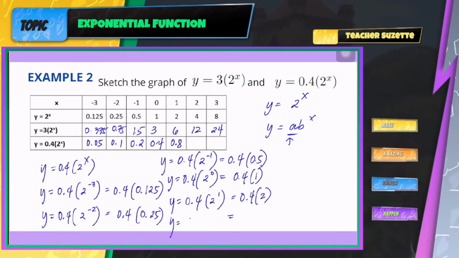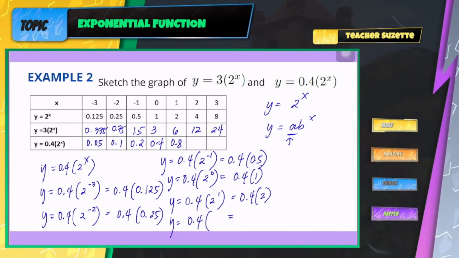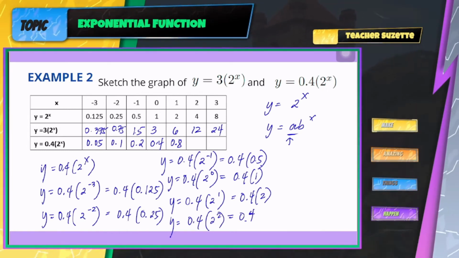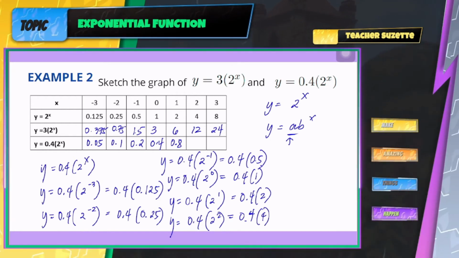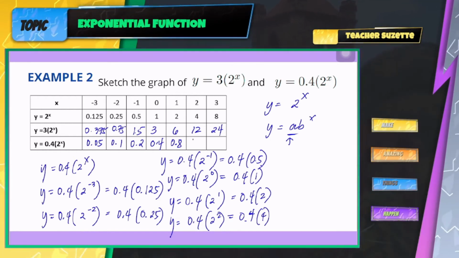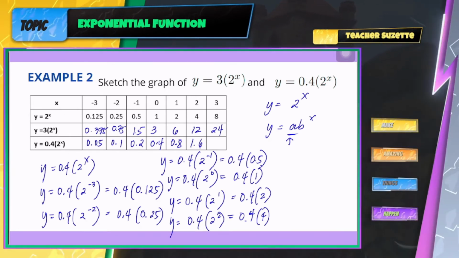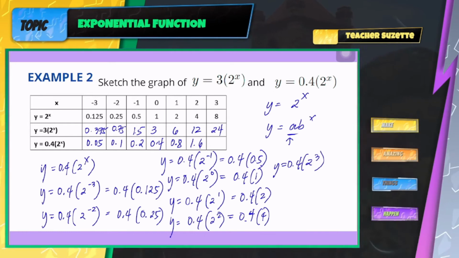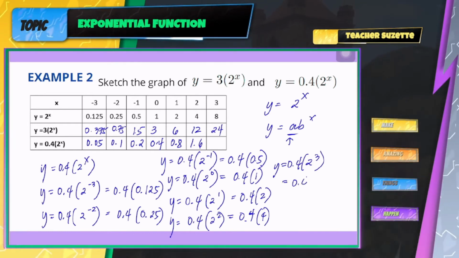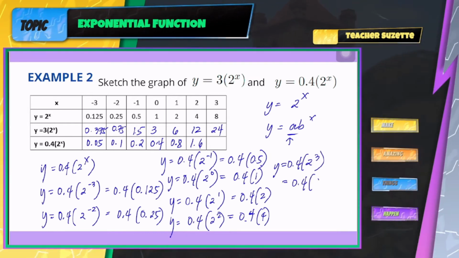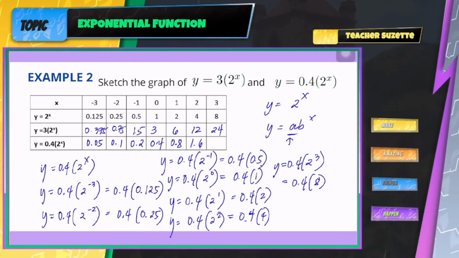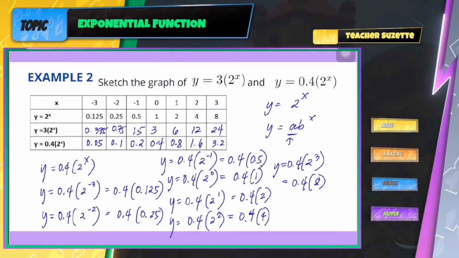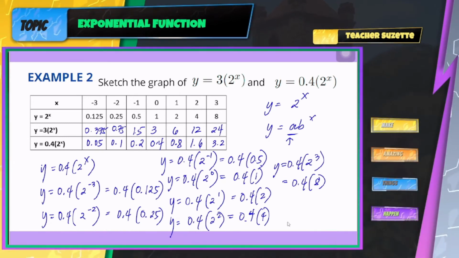Next, 0.4 times 2 raised to 2. So, 2 raised to 2 is equal to positive 4. So, 4 times 0.4 is 1.6. And lastly, y equals 0.4 times 2 raised to 3, and 2 raised to 3 is equal to 8. So, we have 8 times 0.4, which is equal to 3.2. Ayan. So, we have now completed our table.